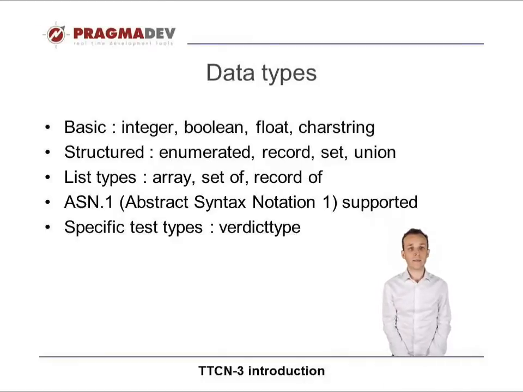TTCN-3 provides data types available in other classical programming languages. There are basic types, such as integer or boolean. There are also some complex types, like record, which is equivalent to the structure types in C, or a set of list types. ASN.1, Abstract Syntax Notation One, can be directly imported in TTCN-3. It is also possible to use a specific test type, the verdict type. This one is required to get the result of a test execution.